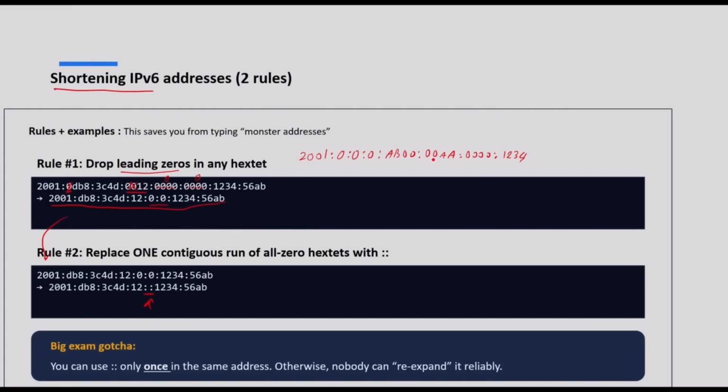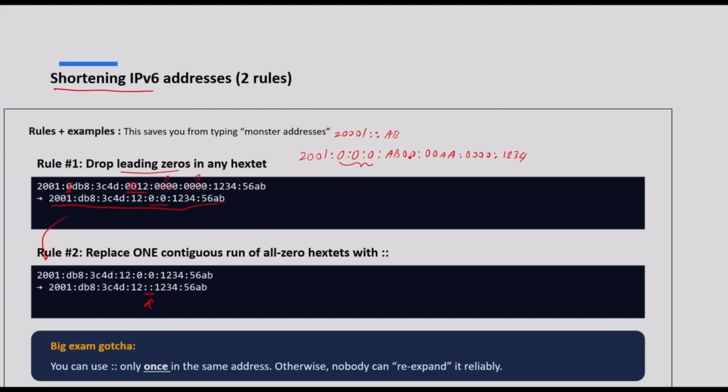Okay, so how can I summarize this? Can I summarize this or not? Yes, of course. You can see that I have multiple zero hexadecimals. I can combine all of them into one double colon. So I'm just going to say 2001, and then I'm going to go with a double colon, and after that we are going to have a b.